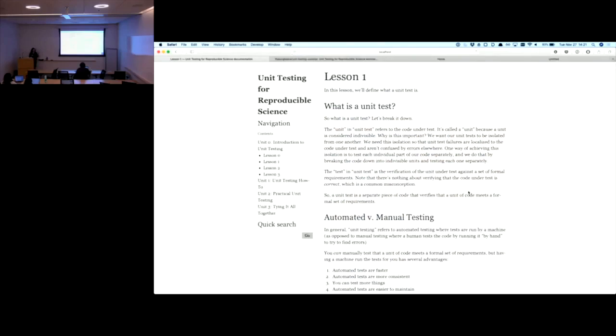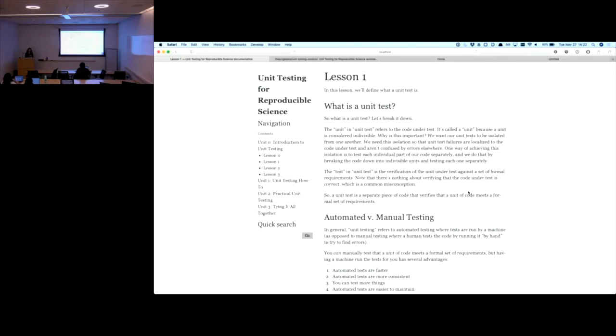I'm going to go more into the definition of a unit test, what it is and what it isn't, and then we're going to see an example of it. So the unit in unit test refers to the code that's actually under test, and it's called a unit because a unit is supposed to be something that's indivisible. So we want to test the smallest bits of our code that we can with our unit tests.